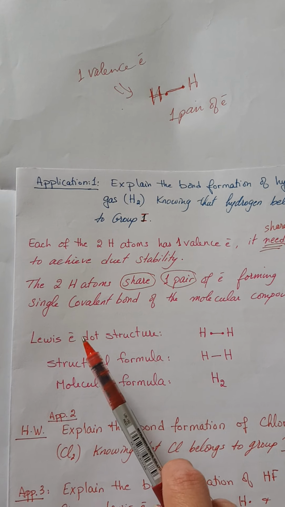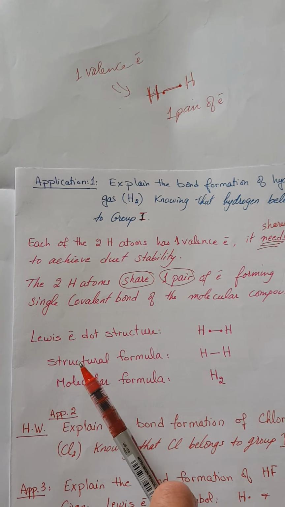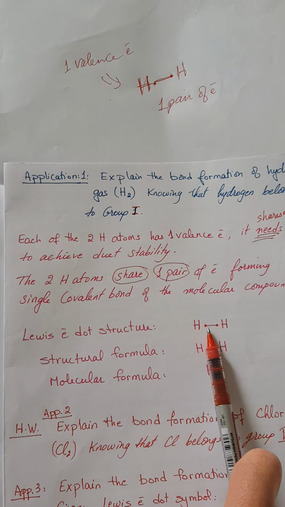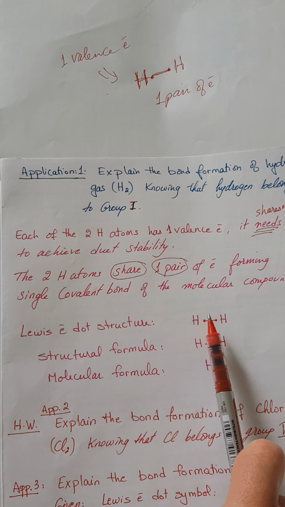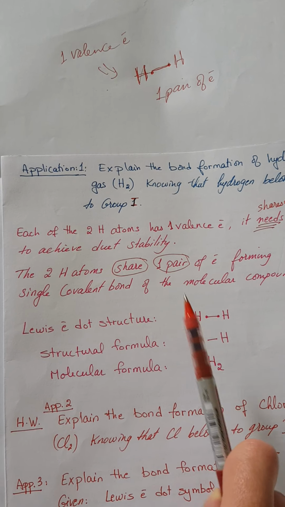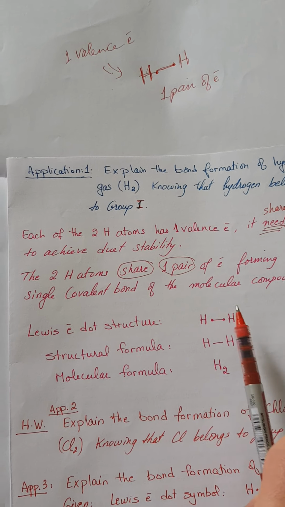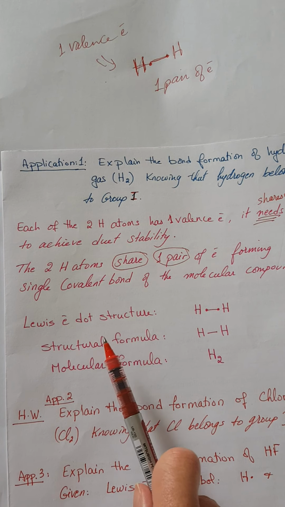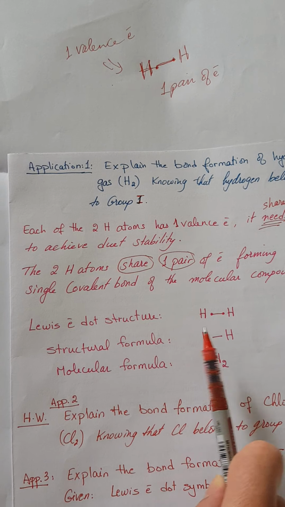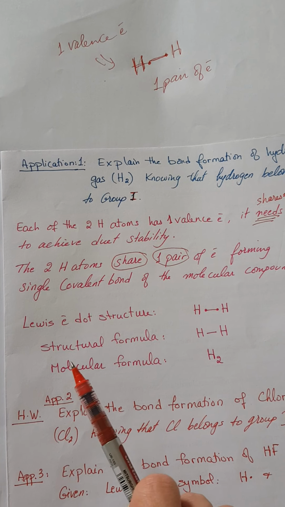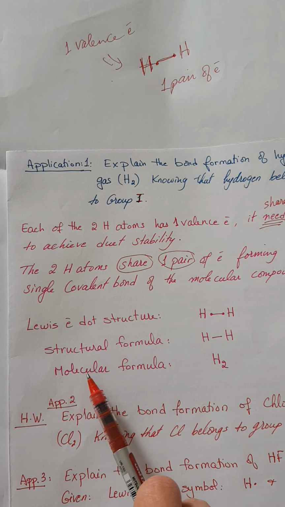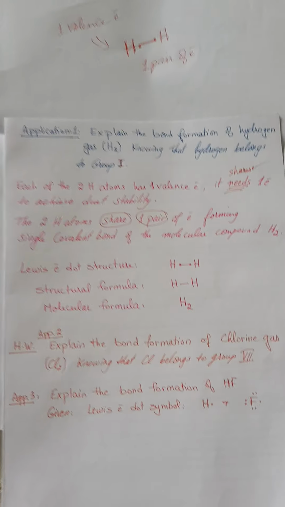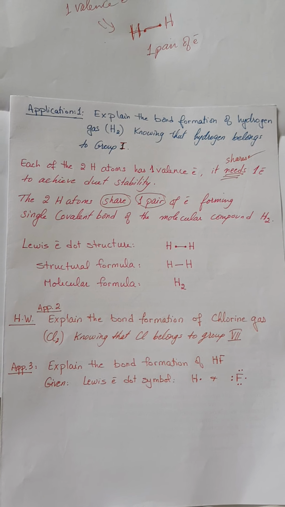We also write Lewis electron dot structure, structural formula, molecular formula. In the Lewis, we do only show the bond and the Lewis. If it has other Lewis, you should put them all, including the bond between the shared one. In the structural formula, you only show the bond without any other Lewis. The molecular formula only shows the atoms.